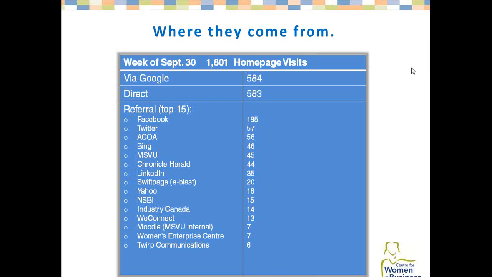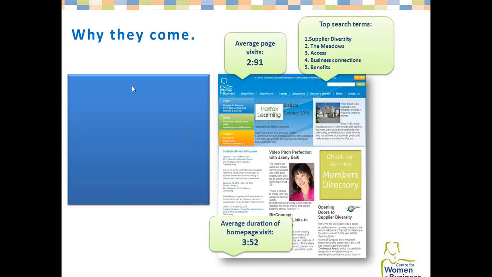But what pages are they looking at? Why are they coming? We know where they're coming from. Why are they coming? They're looking for a product or service. Now, we can figure that information out just by looking at the breakdown of our analytics. Average page visits, 2.91. So most of the time, they may be coming to our homepage, but they're going to 2 or 3 pages. They're looking at other pages, not just focusing their attention on what you see in front of you here.